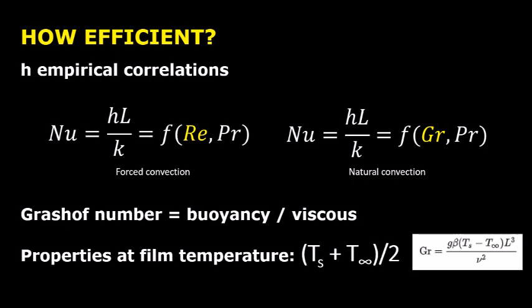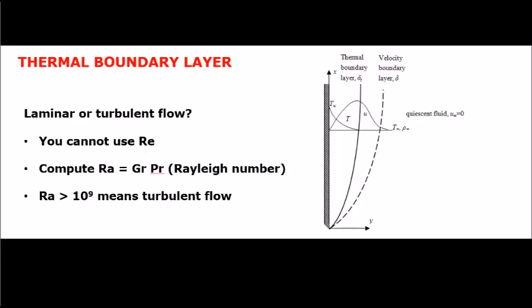Now, a boundary layer in a natural convection process can be either laminar or turbulent, in the same way as for forced convection processes. However, you cannot use the Reynolds number to evaluate whether the boundary layer is laminar or turbulent in natural convection. Instead, you have to use a new dimensionless number, which is called the Rayleigh number, and it's just obtained by multiplying the Grashof number times the Prandtl number.